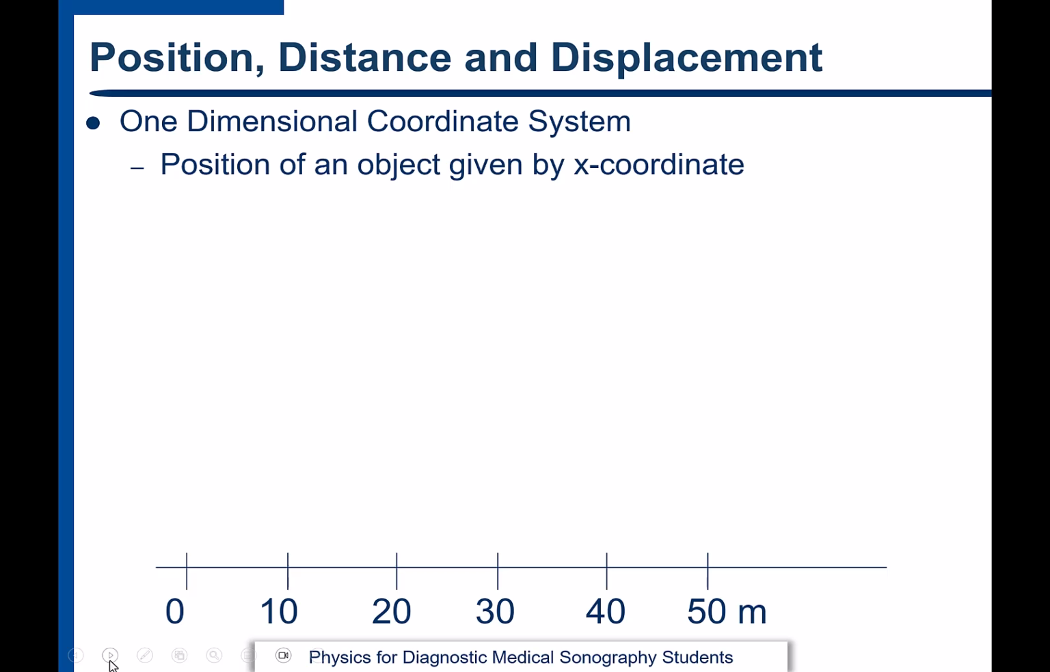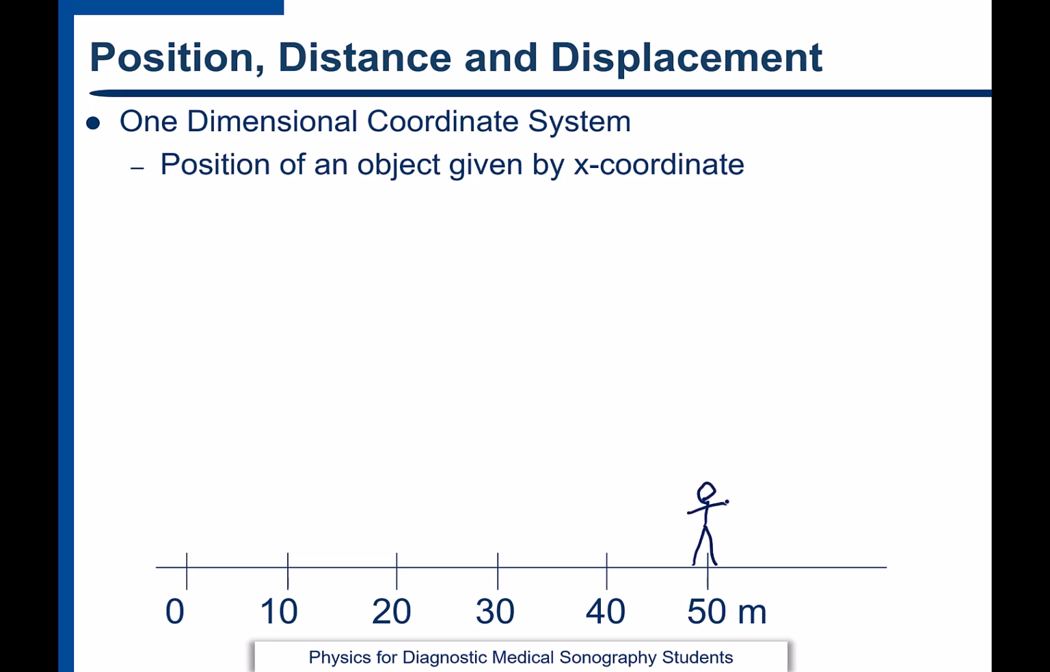To start out here, the first thing we have to be able to do is identify where an object is. And that's what we mean by the position of an object. One of the ways to do that is by setting up a one-dimensional coordinate system. Here in the diagram, I've got a one-dimensional coordinate system for the x direction. And let's say that we have a person and they start out at the 50-meter mark.